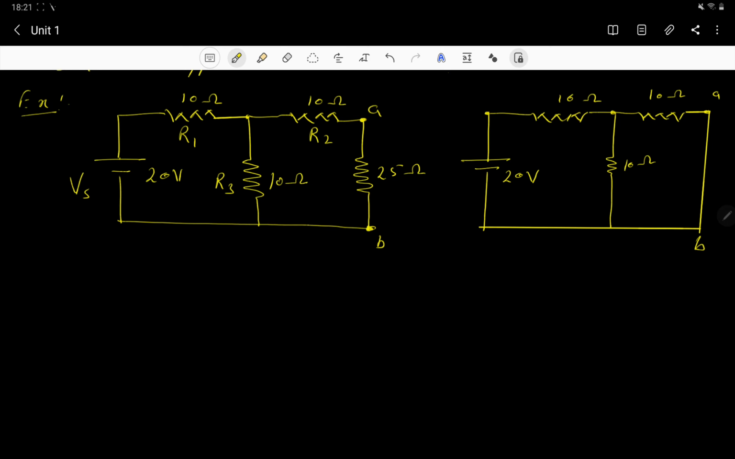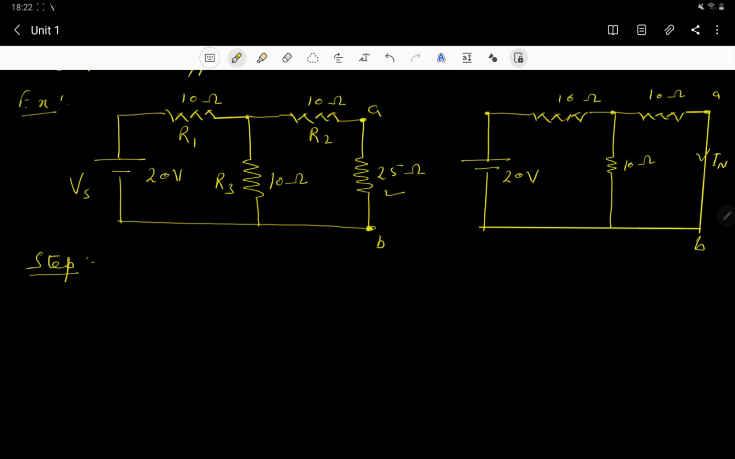Now we have short circuited that. So step 1 we have done: short circuit the terminals A and B, and we have disconnected the load RL from that. In step number 2 we have written that we are going to short circuit it, and we will calculate the current IN in this branch.